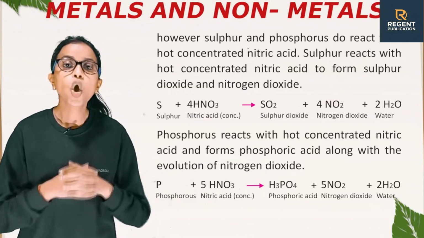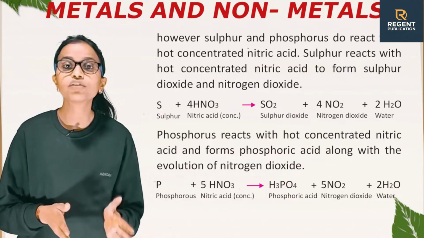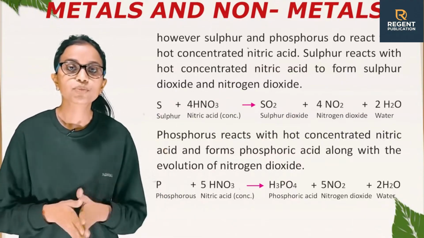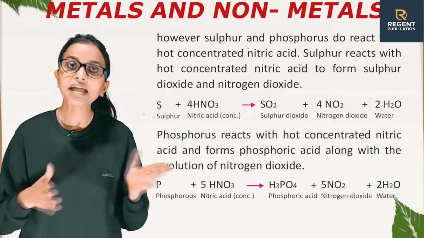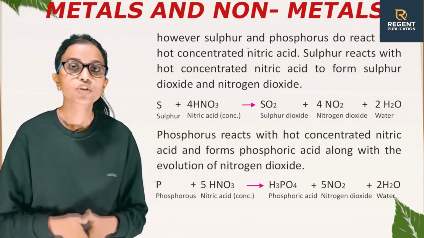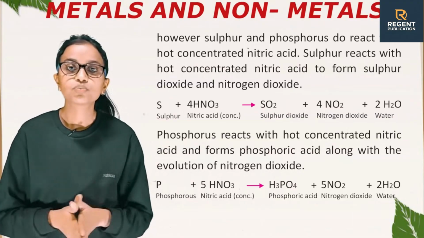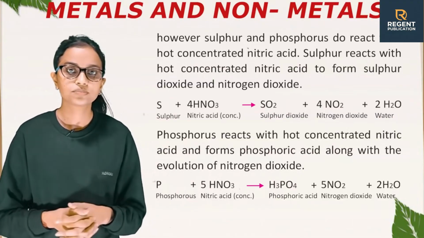Phosphorus reacts with hot concentrated nitric acid and forms phosphoric acid along with the evolution of nitrogen dioxide. Now, P, phosphorus, plus 5HNO3, that is nitric acid, gives H3PO4, phosphoric acid, plus 5NO2, nitrogen dioxide, plus 2H2O, water.